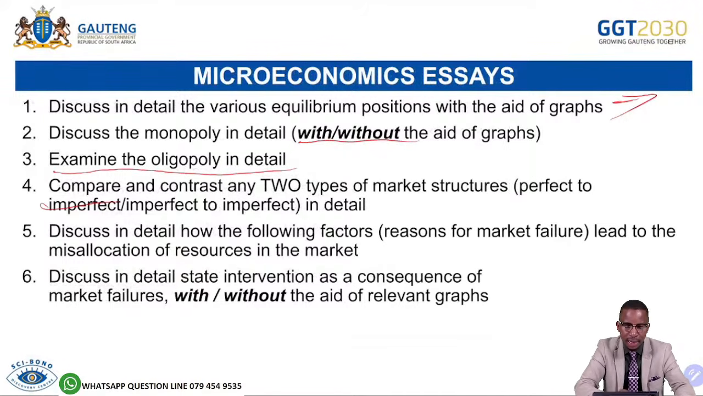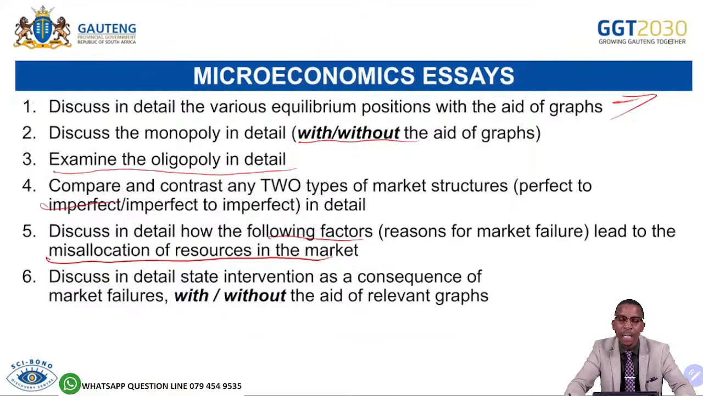Then we go further: discuss in detail how the following factors lead to the misallocation of resources. Remember, these are the reasons for the market failure. So they normally look at your exam guideline. They don't say discuss in detail reasons for the market failure. They call them factors that may lead to the misallocation of resources. So ensure that you understand this as you answer the question.